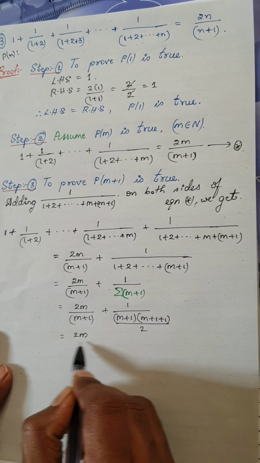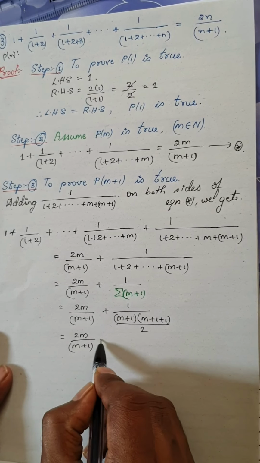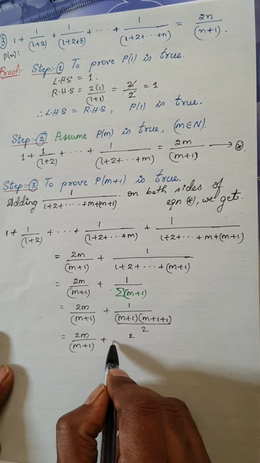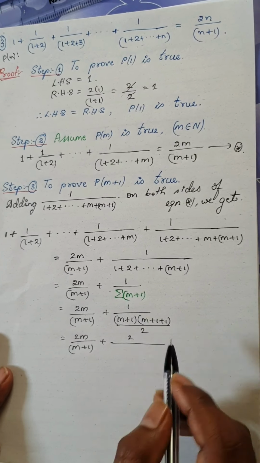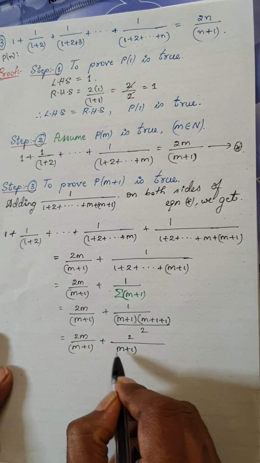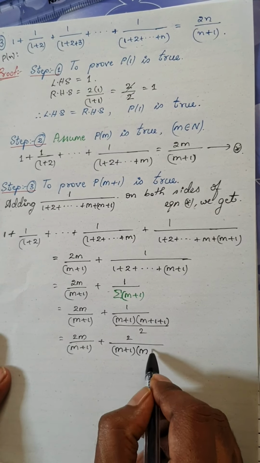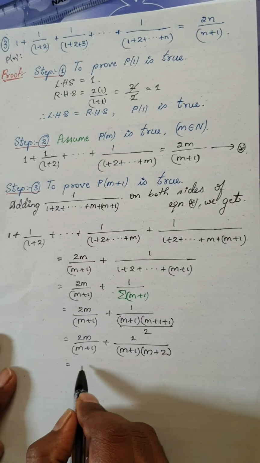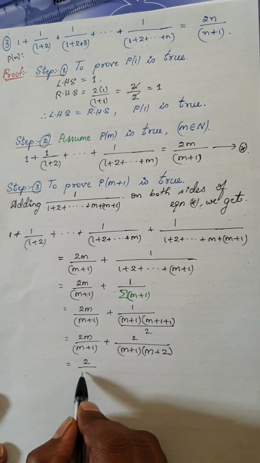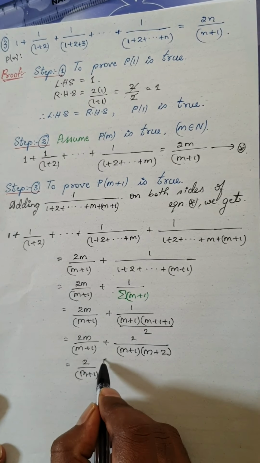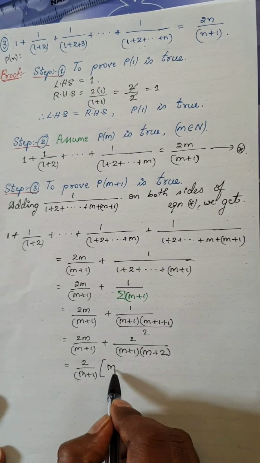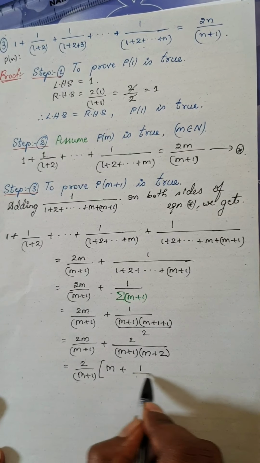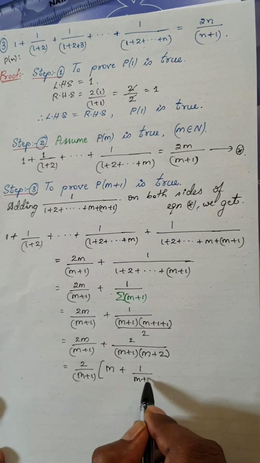So this is nothing but 2m divided by m plus 1, okay, plus, now this 2 goes to the numerator because it is a divided by b by c, you will get ac by b. So this is nothing but 2 divided by m plus 1 into m plus 1 plus 1. So 1 plus 1 will give you m plus 2, okay. So we have to simplify now. In both the terms, in the numerator I have 2 common, in the denominator I have m plus 1 common. See what is left over. From the first term I have m left over, and from the second term I have 1 divided by m plus 2 left over. Okay, let us simplify this.